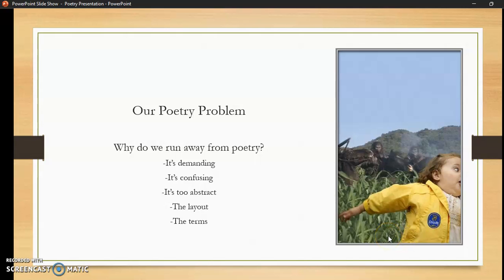Our poetry problem, right? This is something that I've gathered from years of teaching. Why do we run away from poetry? Why do students just, like this little girl, just sprint away whenever they see a poem on the page or even hear the word poetry?